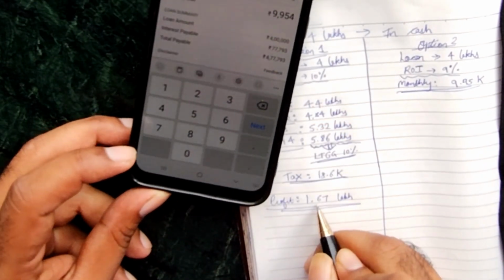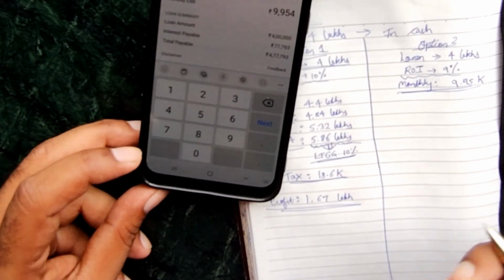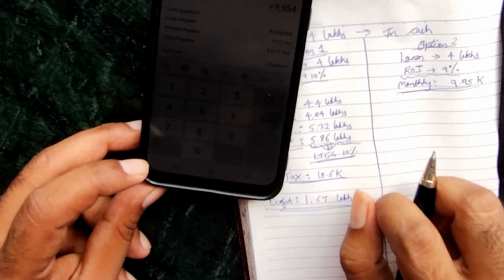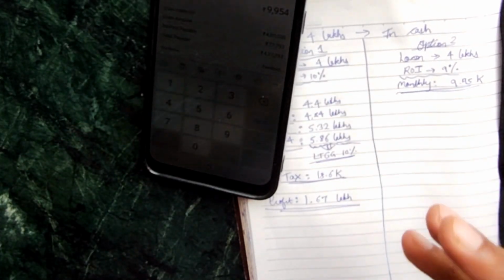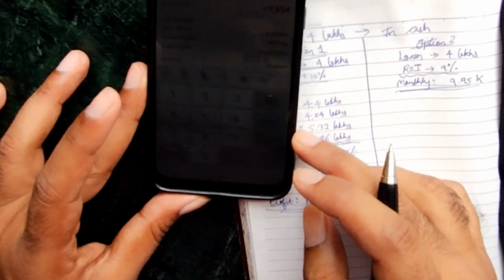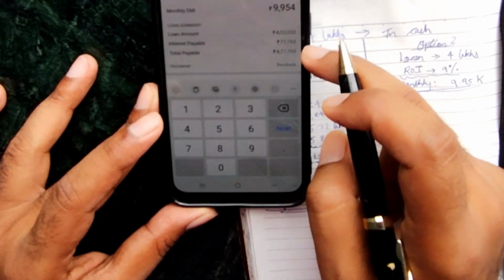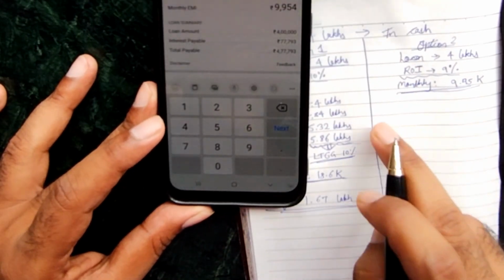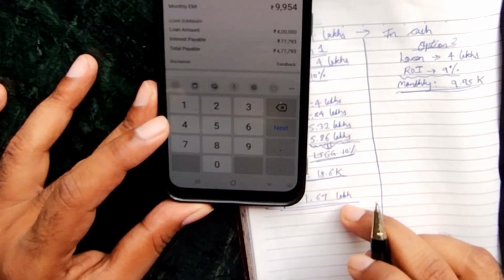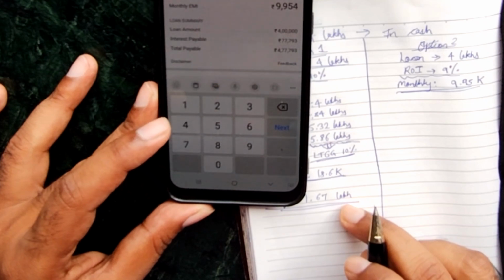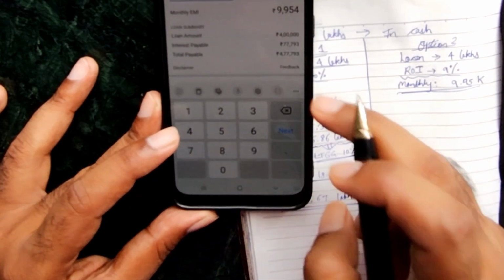Whereas he is getting a profit of 1.67 lakhs in the first scenario where he has invested in equity with a 10% interest. So this looks very attractive: by taking a loan he'll just pay 77,000, whereas if he invests, he'll earn 1.67 lakhs. But is that the real case? No. I'll tell you why.